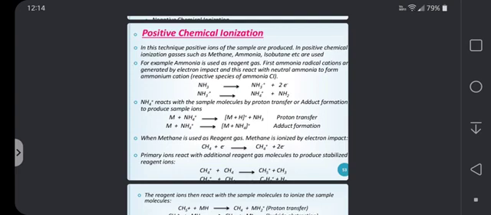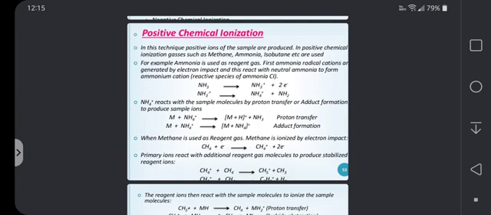Let's take a case in which ammonia is used as a reagent gas. First, ammonia radical cations are generated by electron impact, and these react with neutral ammonia to form the ammonium cation, the reactive species of chemical ionization. The NH4 plus ammonium cation, which is formed, reacts with the sample molecule by proton transfer or adduct formation. The equations are shown there. The first equation represents proton transfer and the second one represents adduct formation.